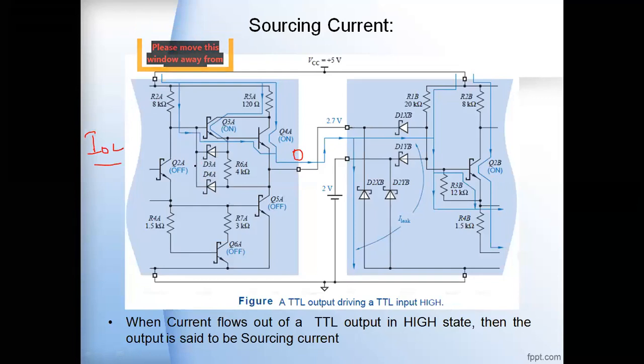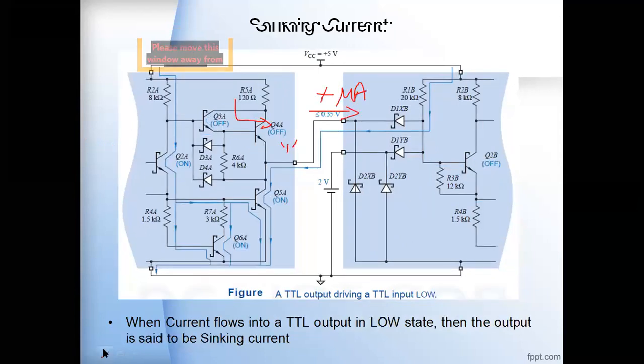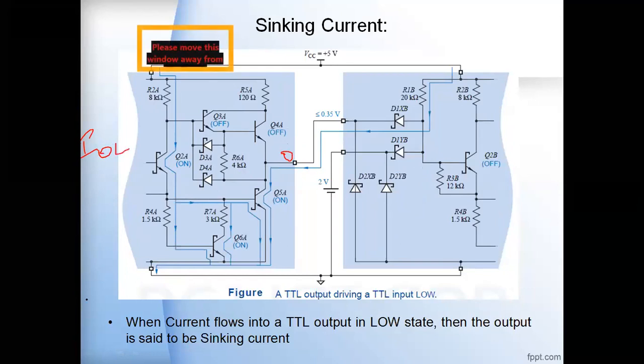You can easily understand this from the diagram. We are seeing the IOL here, with respect to the output currents. Before that, we saw the input high state and low state currents. Now we are seeing the output current with respect to the high state and low state. So let the output be 0 here. When the output is 0, the current is flowing into the circuit here.